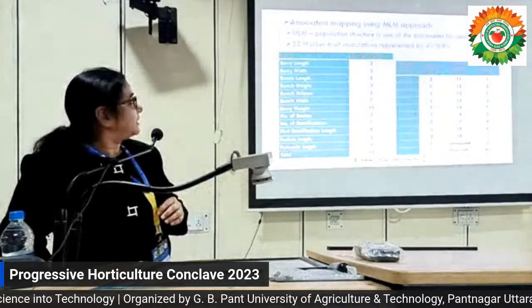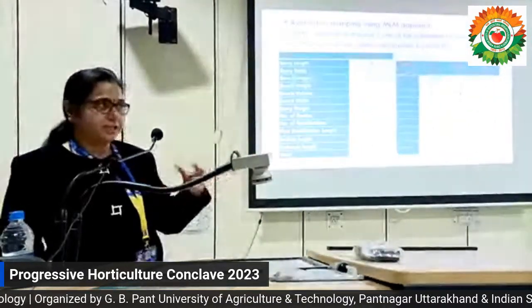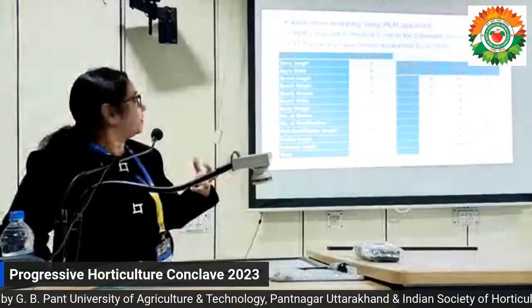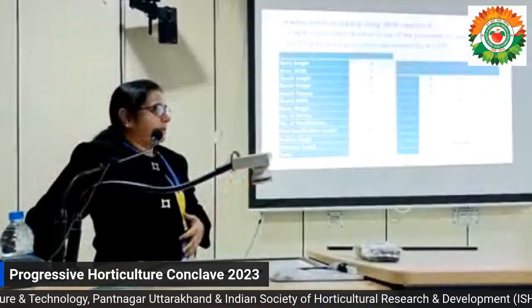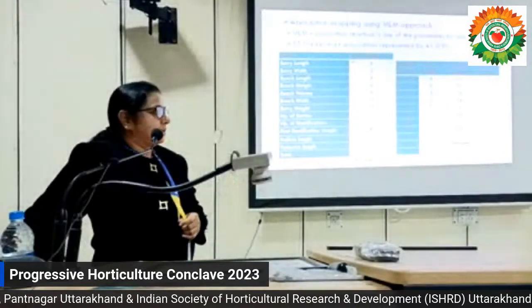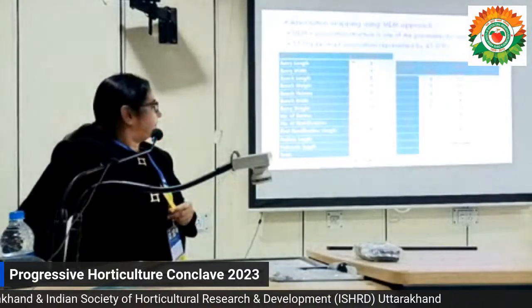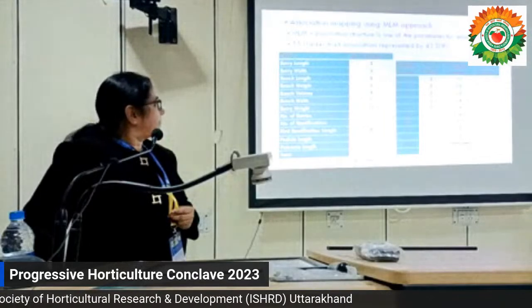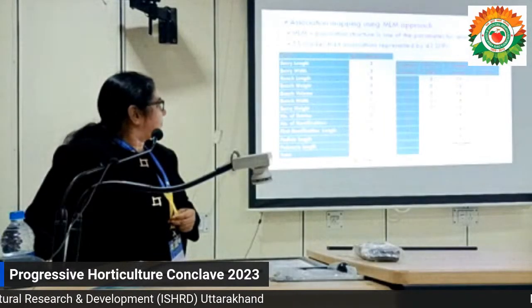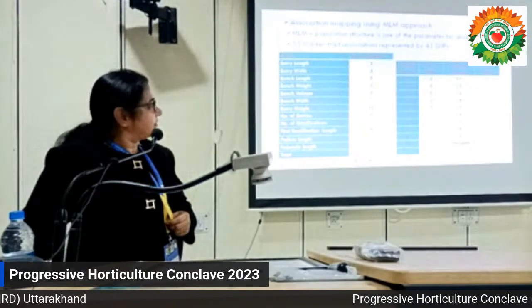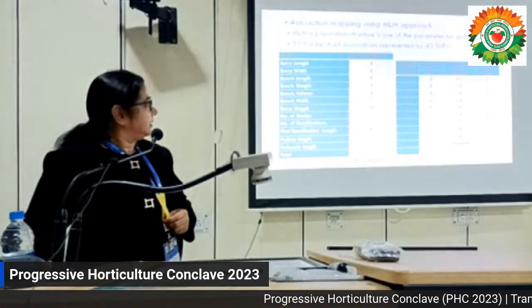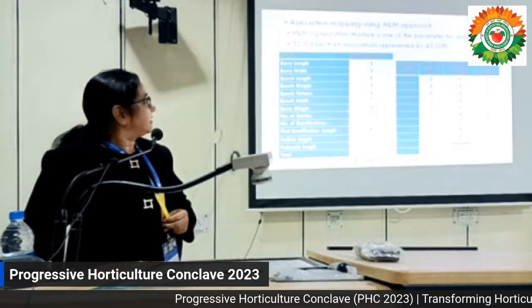But when we took population structure into consideration during our analysis, the number of these associations was reduced, because the possibility of false positives was limited. We got the maximum number of associations for berry weight, and for other traits also we could get one or two markers. So this was about association mapping.